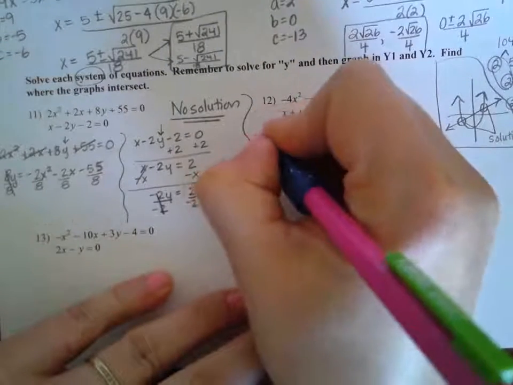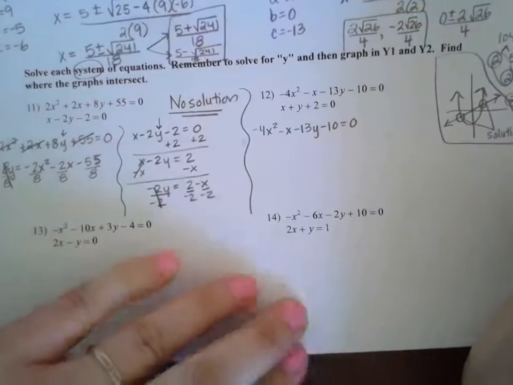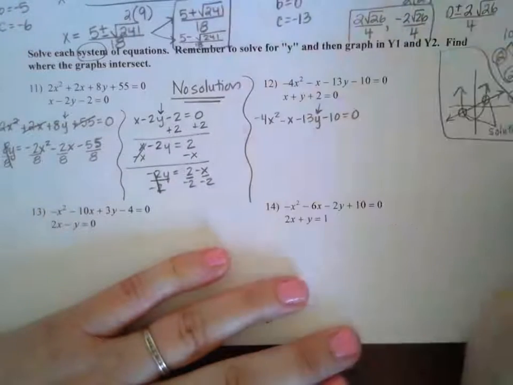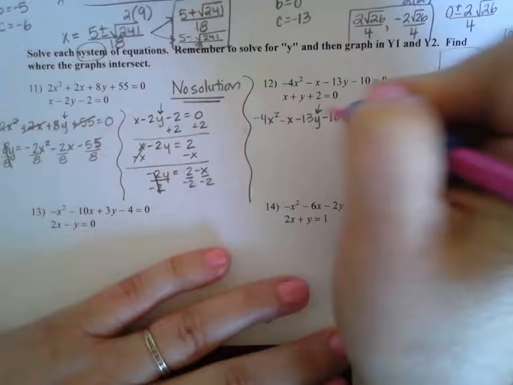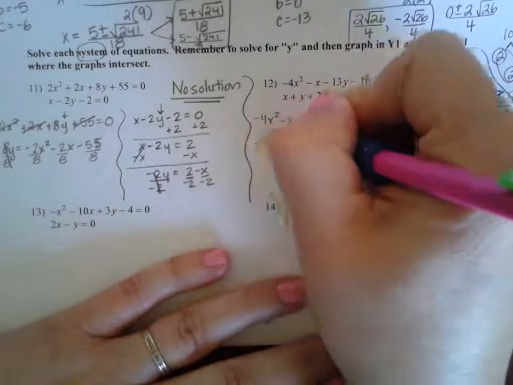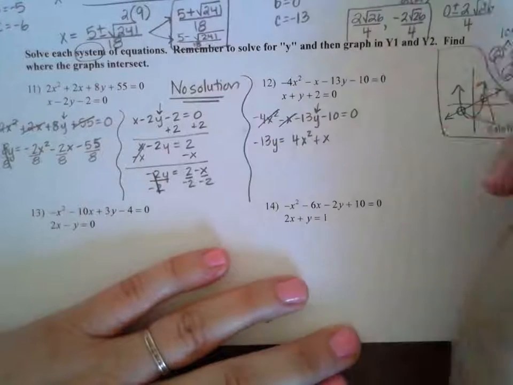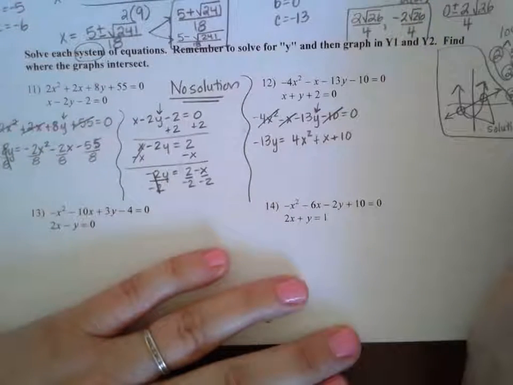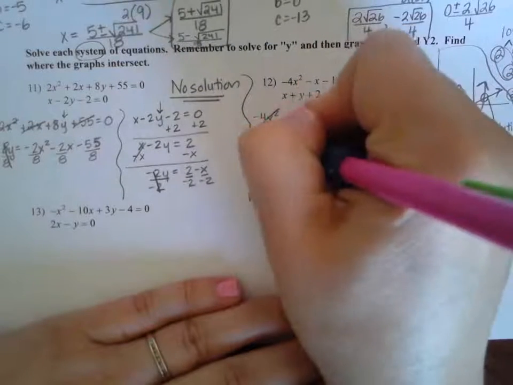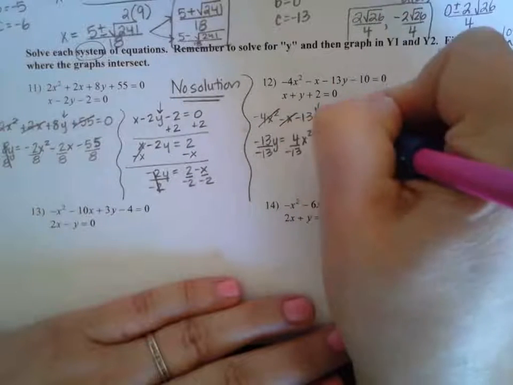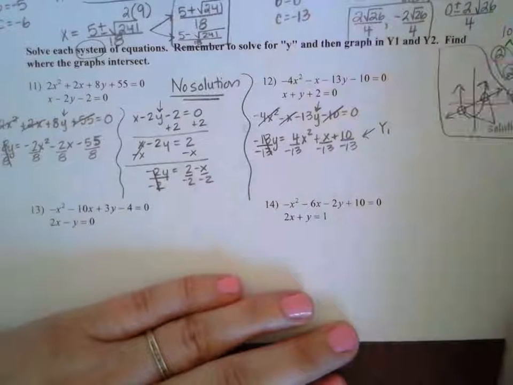So we have negative 4x squared minus x minus 13y minus 10 equals 0. We need to get this y by itself right there. So I'm going to add 4x squared, I'm going to add x, and I'm going to add 10. So negative 13y equals positive 4x squared. That one's done. Plus x. That one's done. Plus 10. That one's done. Now we're going to divide everything by negative 13. So this gets divided by negative 13, this one, and this one. Okay? That equation is going to go in your y1.